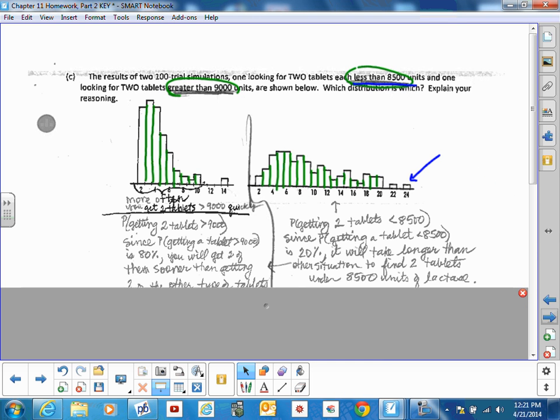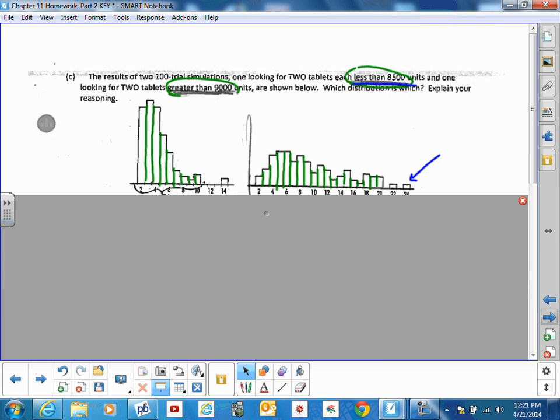So first of all, these are both 100-trial simulations where the lab technician was looking for 2 tablets. One situation is you stop when you find 2 tablets that are less than 8,500, and the other picture represents stopping when you find 2 tablets that are greater than 9,000. By looking at these pictures, what can you tell is a key difference between them?